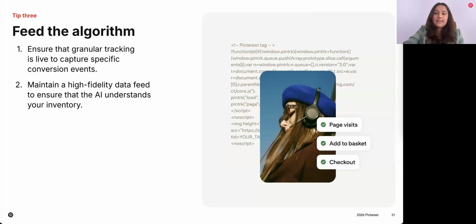Next, your tracking is critical to feeding the algorithm. Identifying the right conversion events helps us to drive more of those high-value actions. There are two important areas here. The first one is your tags. Ensure that your Pinterest tag and your API setups are granular. We need to see specific events, such as checkouts and add to baskets, and not just page visits. And the second one is your catalogs. Maintain a high fidelity feed. The more accurate the data that you send us through your feed, the better the AI understands your inventory, and then the better it will match it to the user intent.